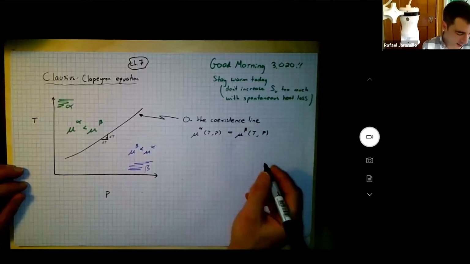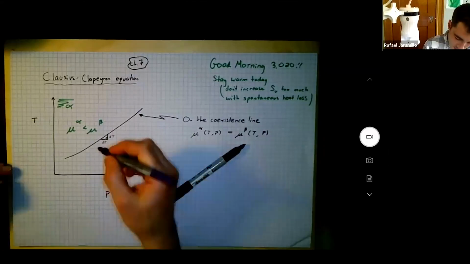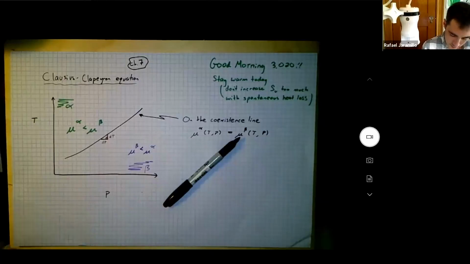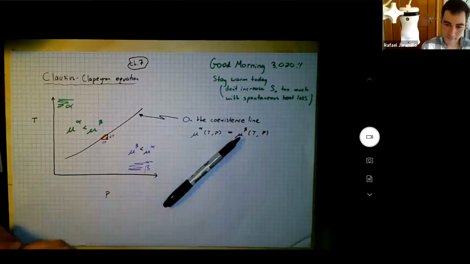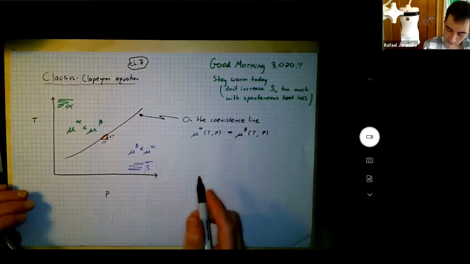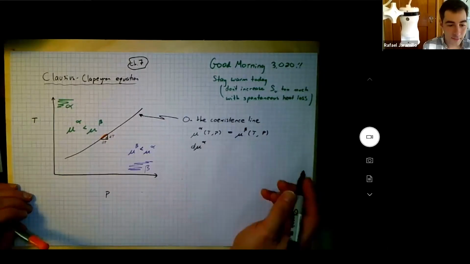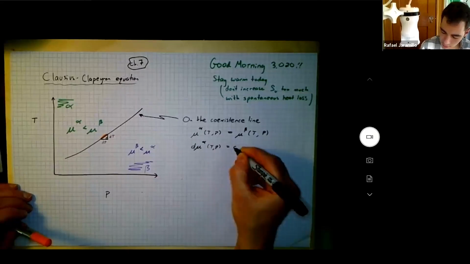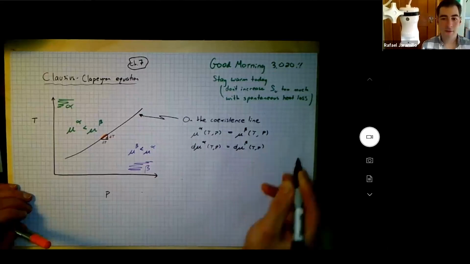So if I take a little jog, from here, let's see, I'll start running out of colors pretty soon. Let's take a little jog. Let's walk a little bit. If I'm going to stay on the line, I need d mu of alpha, which is of course a function of temperature and pressure, to be equal to d mu of beta as a function of temperature and pressure, right?